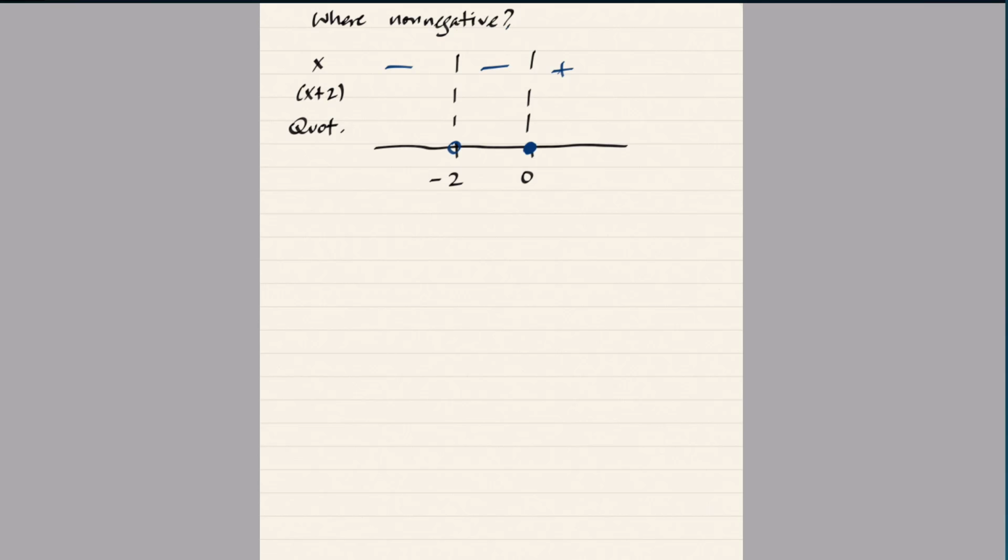Okay. As far as x plus 2 is concerned, again, an increasing linear function, slope of 1, y-intercept of 2. You can look at the graph for yourself. It crosses the x-axis at negative 2. And when you're to the left of that root, it's negative. When you're to the right, it's positive. And so if you fill out your sign diagram, here's what you got.